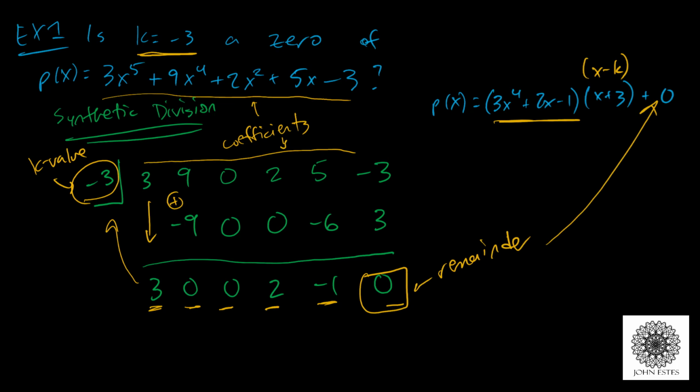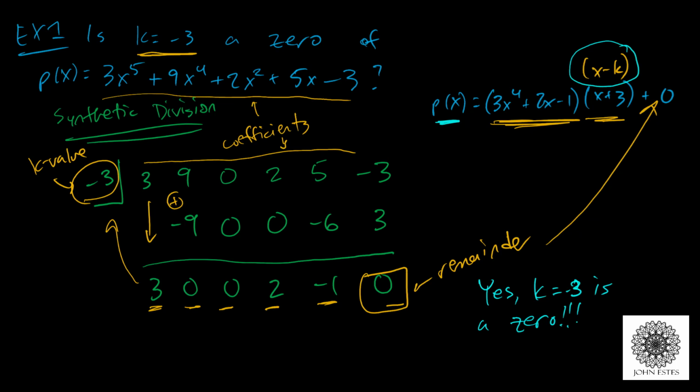So p of x can be factored as 3x to the fourth plus 2x minus 1 times x plus 3 with no remainder here. Does that mean then that negative 3 is a 0? Yes. Does it make sense why though? Okay, so remember what we said about a 0. We said that a 0 is a thing that makes a polynomial equal 0. If I plug in negative 3 into this p function, I get 0. Now what it translated to is that means that the polynomial can be factored with x minus k being a factor. Okay, so there's my x minus k.